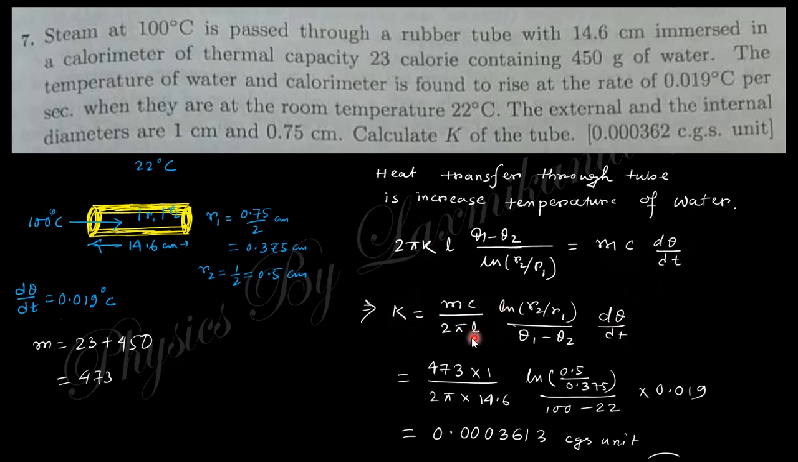From here, K equals this. You can see this is the mass, which is 450 plus 23, 473. C is the specific heat in SI units, 2πL is this length, and R1, R2. The diameter ratio will be the same as the radius ratio because of the factor of 2 on both sides. So this is ln(R2/R1), and the temperature difference will be like that, and this is the temperature rate. So finally we will get this conductivity. I think it is clear. Go to the next one.